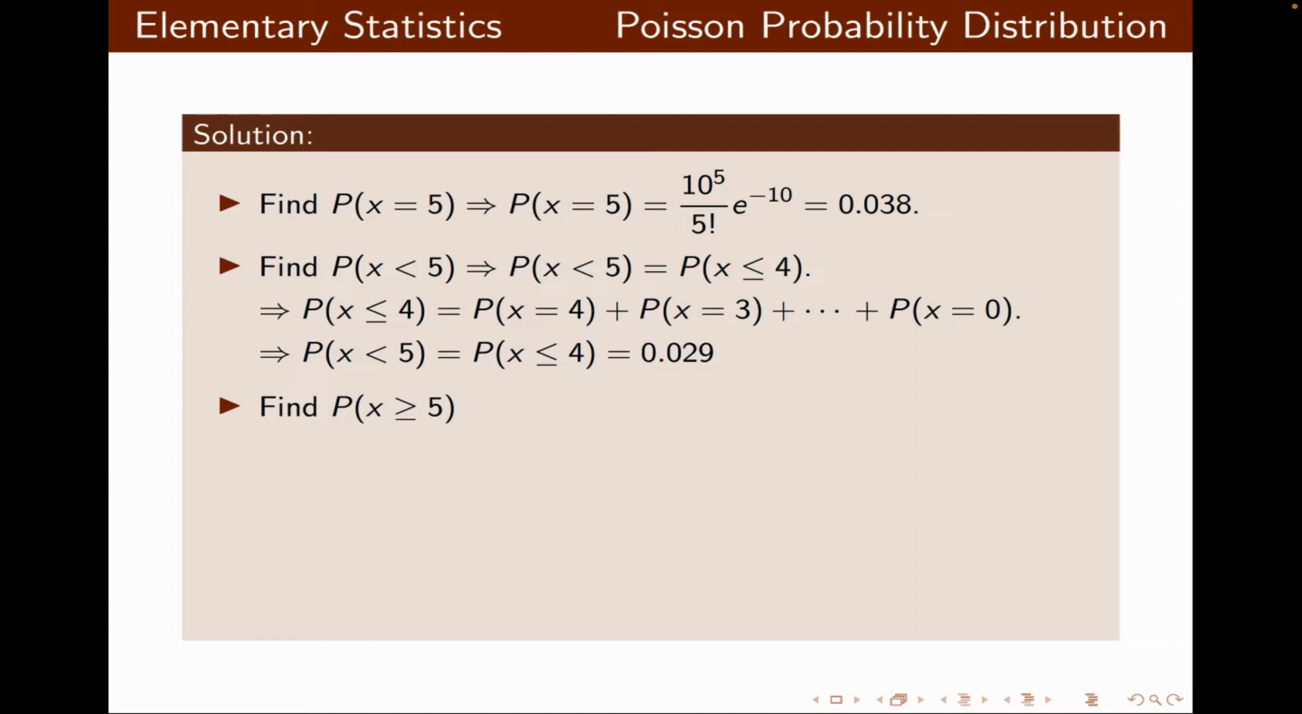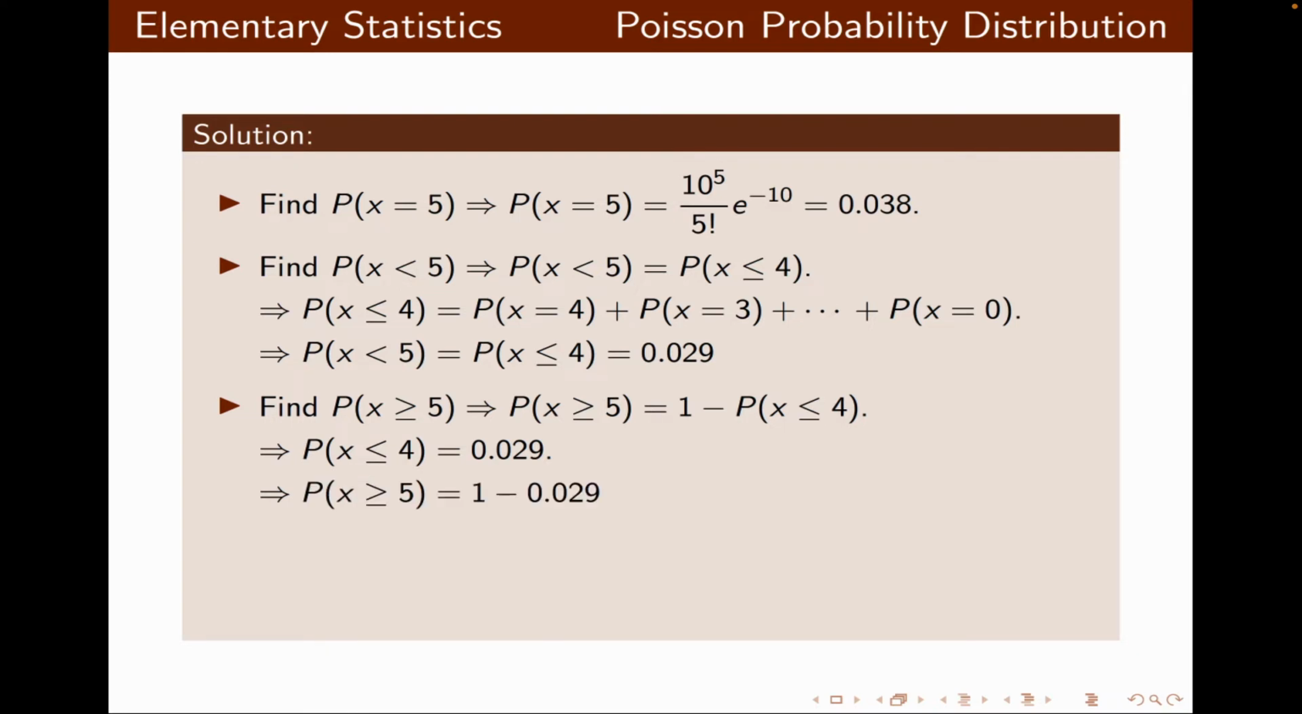To find a probability that the number of successes is at least 5, that means greater than or equal to 5, we're going to use the complement rule, and that would be 1 minus probability that x is less than or equal to 4. We already found that probability that x is less than or equal to 4 is 0.029. So probability that x is greater than or equal to 5 will be 1 minus 0.029. So the final answer is 0.971.